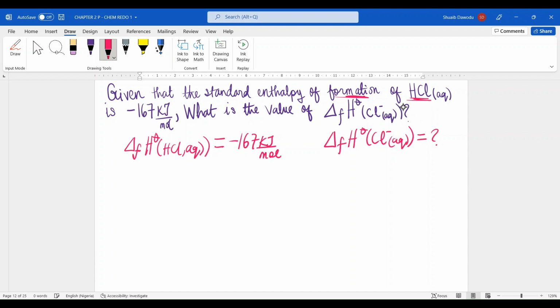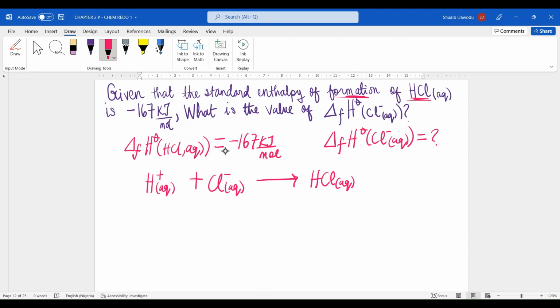Well, since we're dealing with a standard enthalpy of formation question and we've been given a molecule and an ion, we're first of all going to write the chemical equation. The chemical equation is simply H plus aqueous plus Cl minus aqueous would give us HCl aqueous. So this is how you write out the equation, and we start to solve.